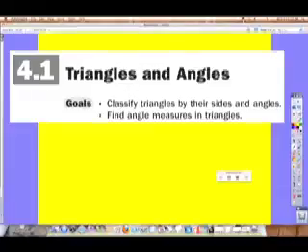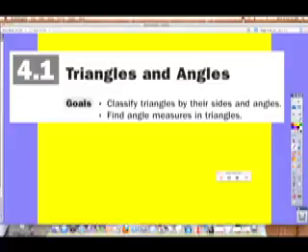A new chapter, chapter 4, section 1. We're talking about triangles and angles, because by the end of class, these are our goals. You should be able to classify the triangles by their sides and their angles. So each triangle is going to have 2 names. How many names, guys? 2.